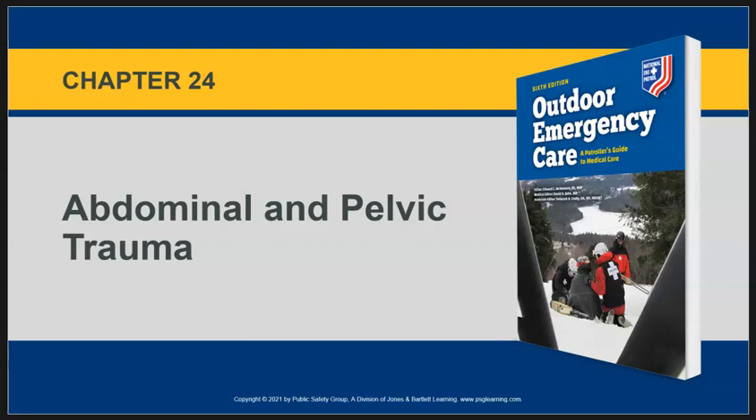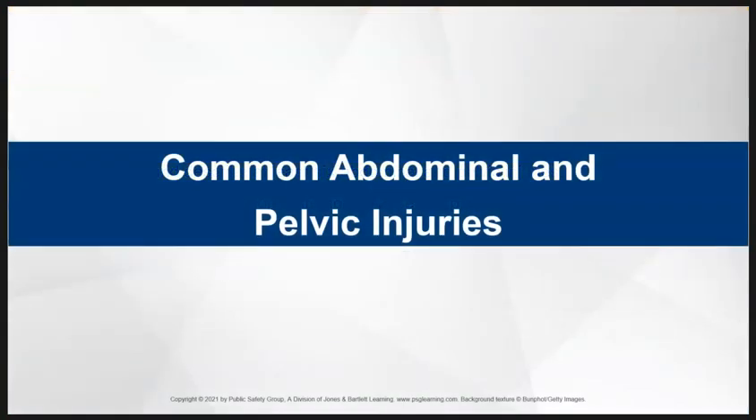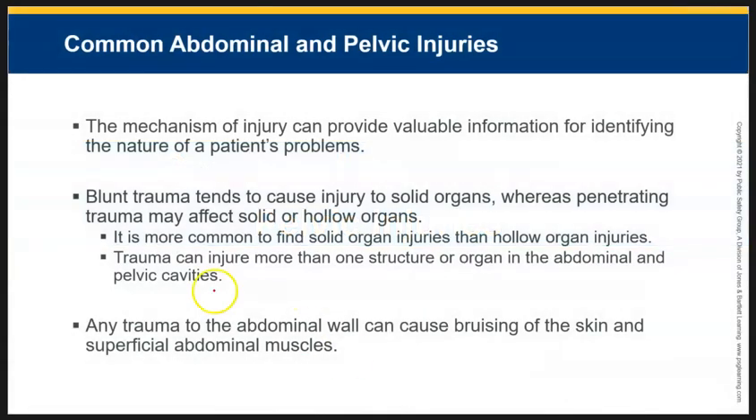This video continues Chapter 24 of OEC 6, Abdominal and Pelvic Trauma, by looking at 6 types of abdominal and pelvic injuries. When we look at common abdominal and pelvic injuries, it's important to always consider the MOI. Blunt trauma can affect the solid organs that we find in the abdominal cavity. Penetrating trauma may affect either solid or hollow organs. Considering MOI can help you assess the patient's chief complaint.